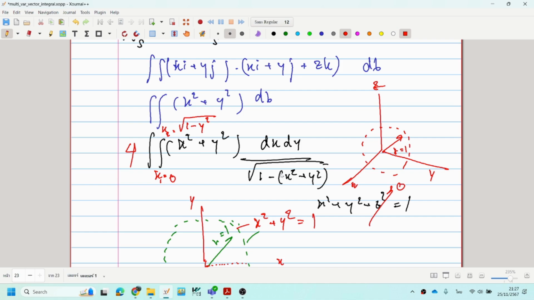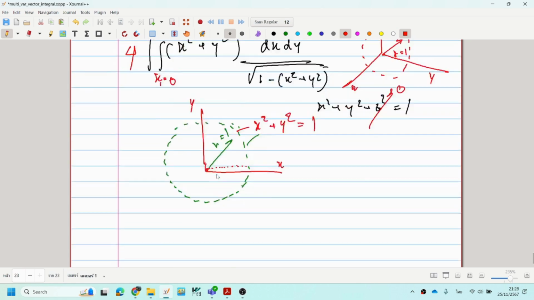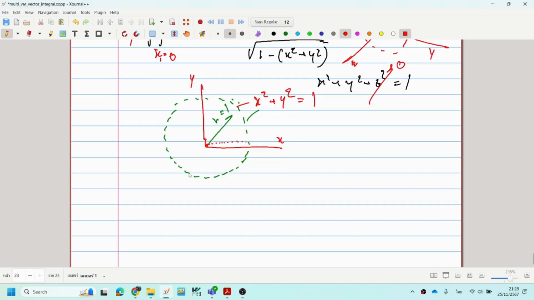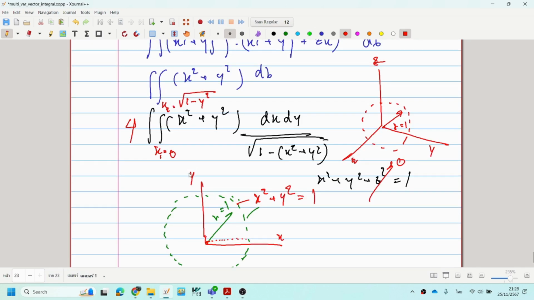You use the polar coordinate. You need to change x, y in the Cartesian coordinate to polar coordinate. It will help you solve the problem more easily. Right here, you take the square root, which makes it difficult and harder to solve. If you change to the new coordinate, it makes solving easier.